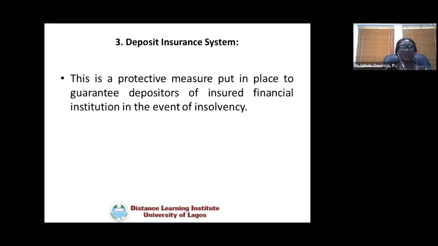The third component is the deposit insurance system. This is a protective measure put in place to guarantee depositors of insured financial institutions in the event of insolvency. Insolvency means when a bank does not have cash and cannot meet its financial obligation. You as a depositor, you go into a bank and they will start giving you stories. You cannot collect your hard-earned money that has been saved in a particular bank.